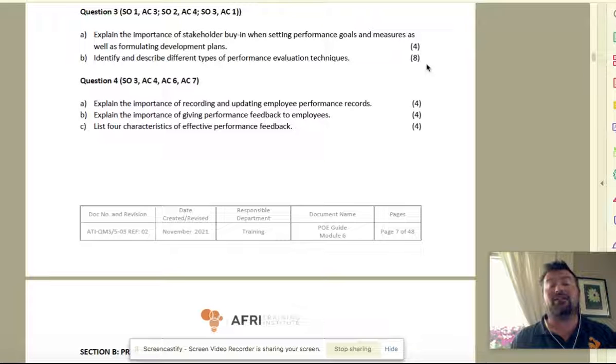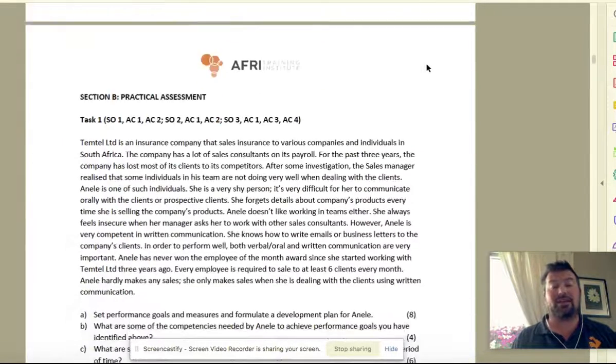Then list 4 characteristics of effective performance feedback. One thing is why we give it, another thing is how to give it. So what are those characteristics? Page 60 and page 61 will cover those.